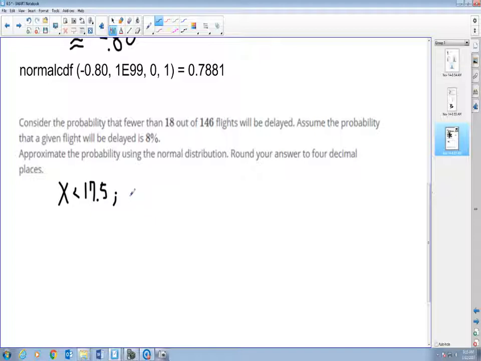Alright, number of trials, 146 flights. Probability of success, which is called delay in this example. The chance of delay is 0.08. Not going to be delayed, 0.92.